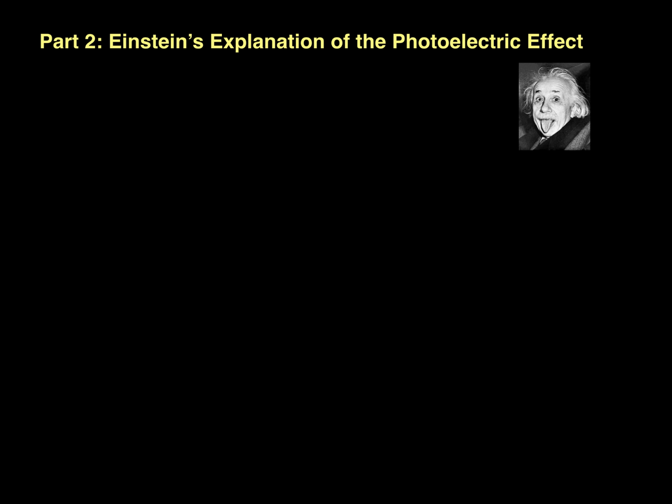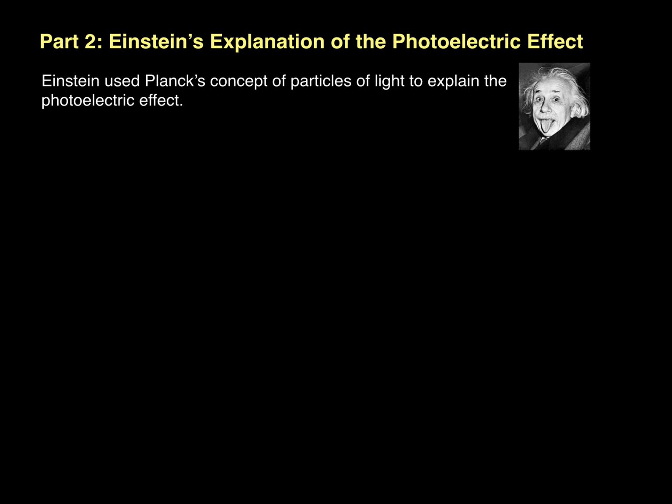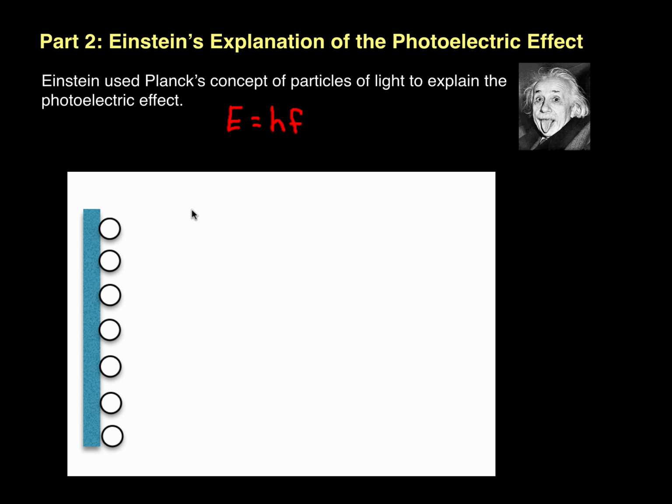It wasn't until Albert Einstein came along and offered an explanation that they were able to explain mathematically all the results that they had discovered. Einstein used Planck's constant of particles of light to explain the photoelectric effect. Planck explained that the energy of a single photon can be predicted by its frequency, where energy equals Planck's constant times the frequency. Einstein explained that photons of light, single particles of light, travel towards the metal surface.